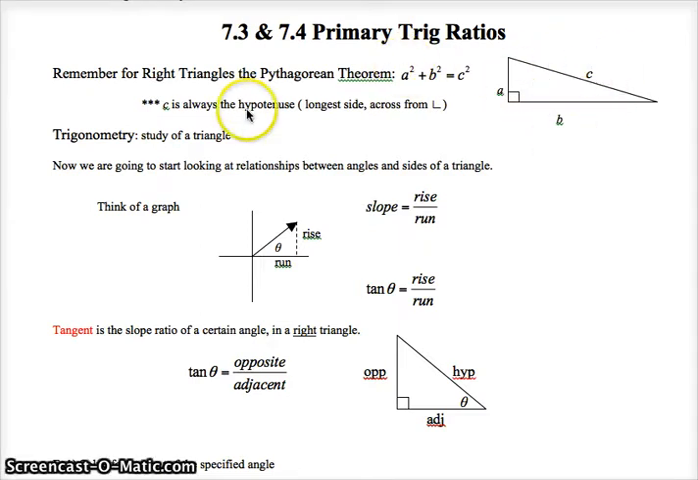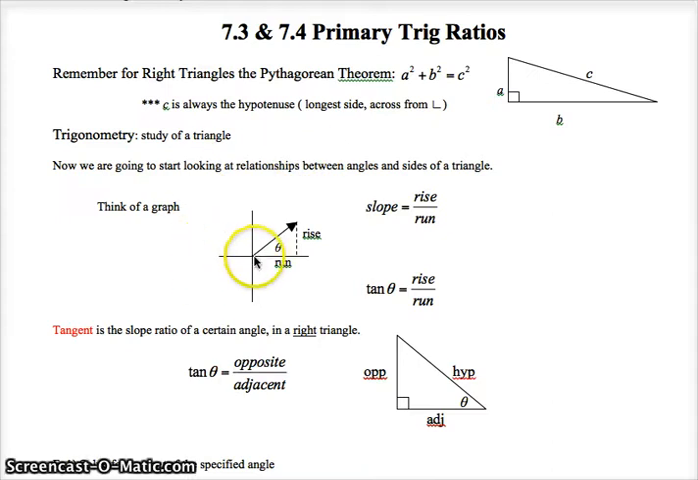So remember, c is always the hypotenuse, and it's always the longest side, and it's always across from the right angle. So that's always your hypotenuse, and it's very important that you're able to at least determine which one is the hypotenuse. So again, trigonometry is the study of a triangle. So now we're going to start looking at the relationships between our angles and our side lengths.